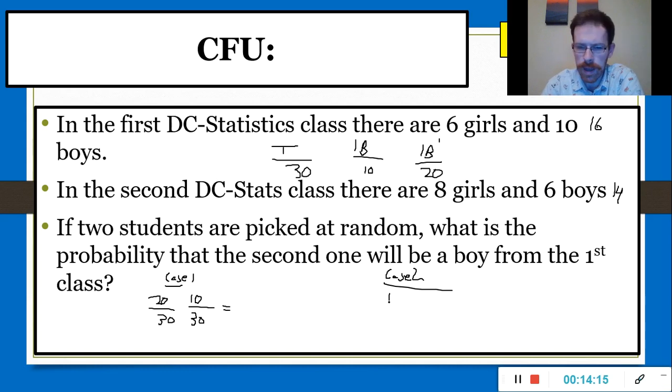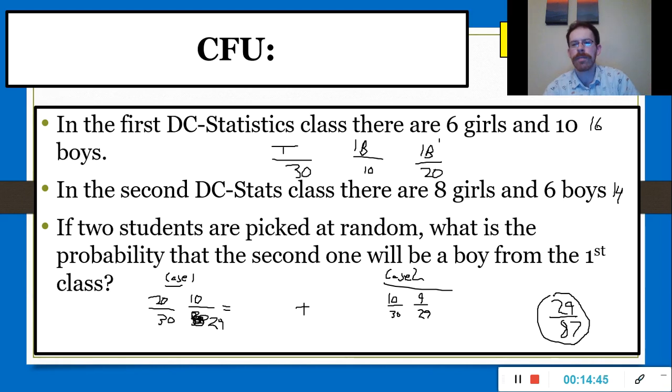Alright, second one. It's going to be 10 boys in the first class out of 30. Oh, this should not be out of 30. That should be out of 29, because you've picked a boy, you can't pick that same boy again. Once you multiply those together, simplify, and then add them together, your answer should be 29 out of 87, meaning if you were to do this experiment 87 times, you'd probably pick a boy out of the first class second 29 times, which is pretty good, actually. That's a pretty high probability considering things.